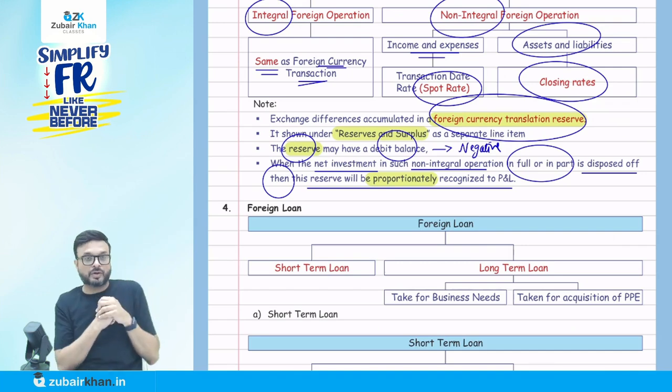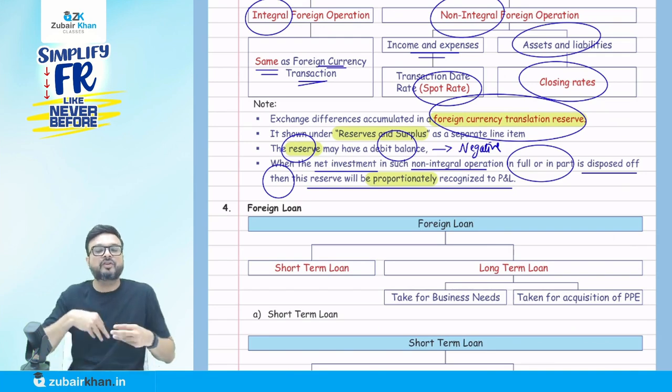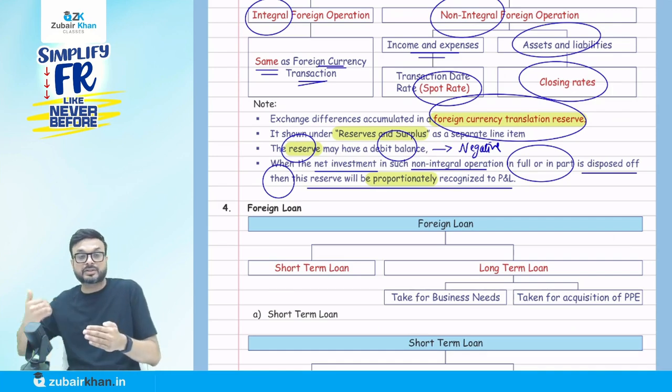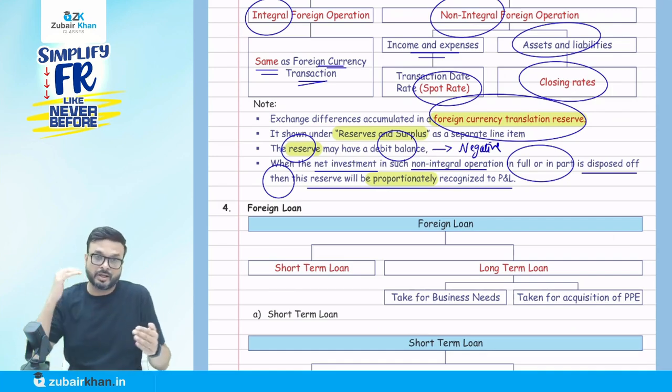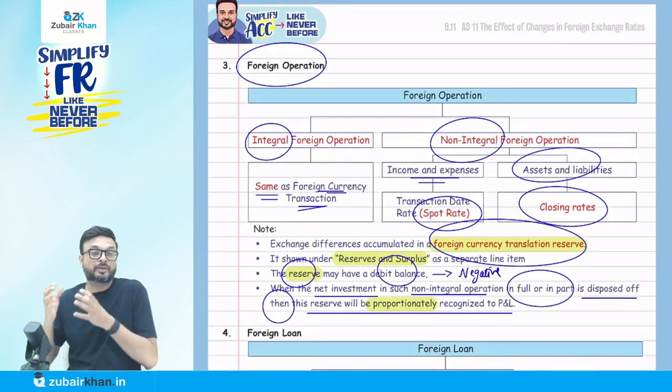We can, but the exception is that we can transfer it to the P&L account only when the investment we have in the foreign operation, like a subsidiary or joint venture, is disposed of, or partially disposed of. In that case only, that amount from the foreign currency translation reserve can be transferred to the profit and loss account. This is the accounting treatment we have to do when we talk about the foreign operation.